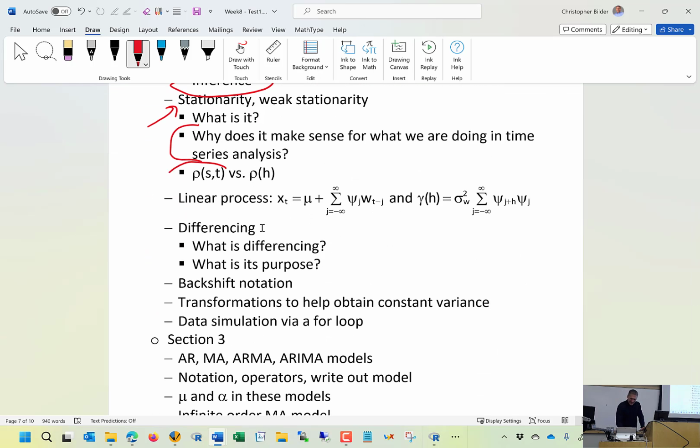Then once we can say that we can work with weak stationarity, then we can transform our notation for, let's say, an autocorrelation. Instead of being dependent upon two different time points, now we only have to look at the lag, which is the difference between the time points.